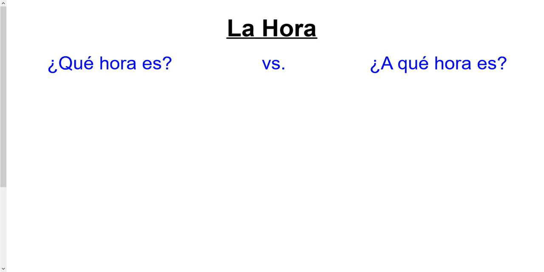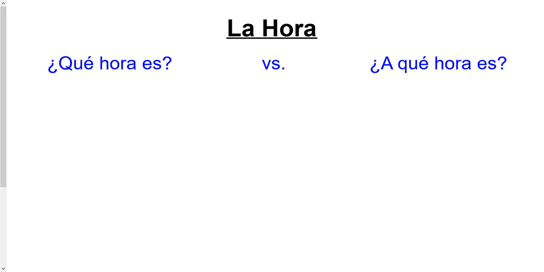Now, ahora vamos a hablar de la hora, or the hour/time. So we talked about dates. Now we're going to talk about time. The first thing you have to know about talking about time is that you actually tend to ask two different questions when you talk about time.